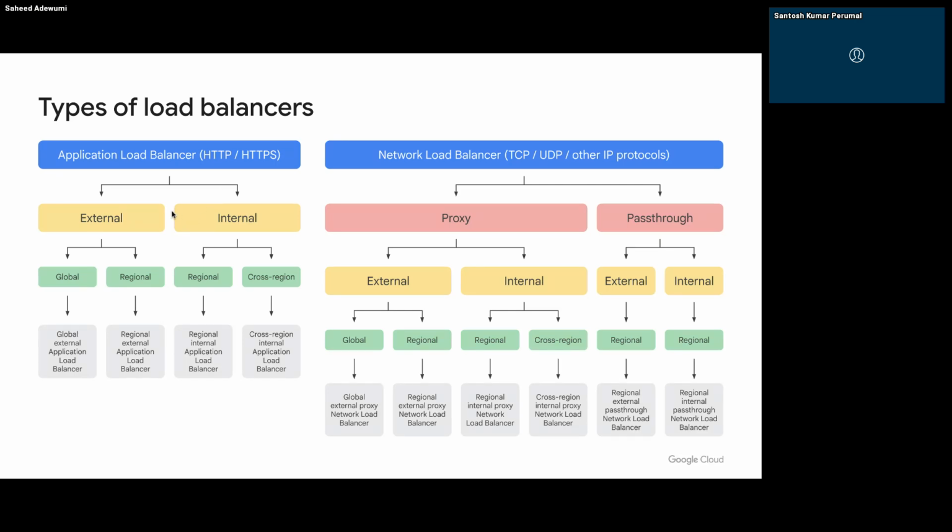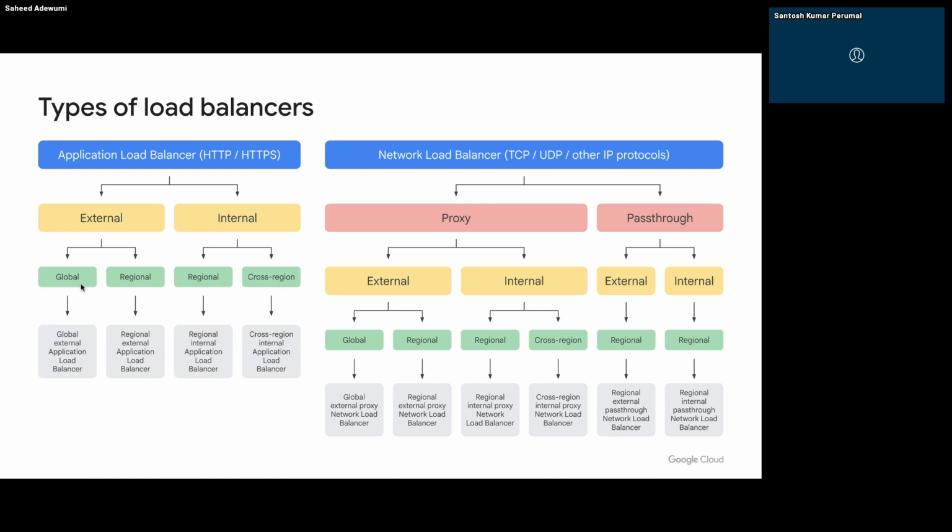So as a cloud engineer, you have to set up load balancing in order to give easy accessibility and to avoid high latency for your application. We have two types of load balancer: application load balancer and network load balancer. And we have external and internal. For the application load balancer, we have external and internal; for the external, we have global and regional; for internal, we have regional and cross-regional.